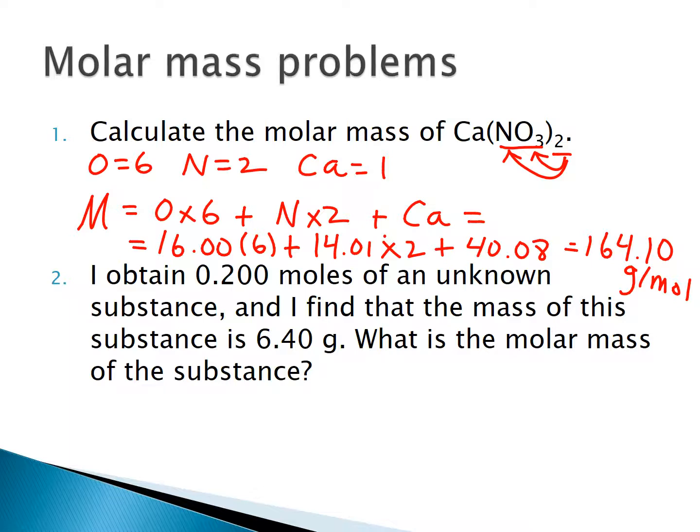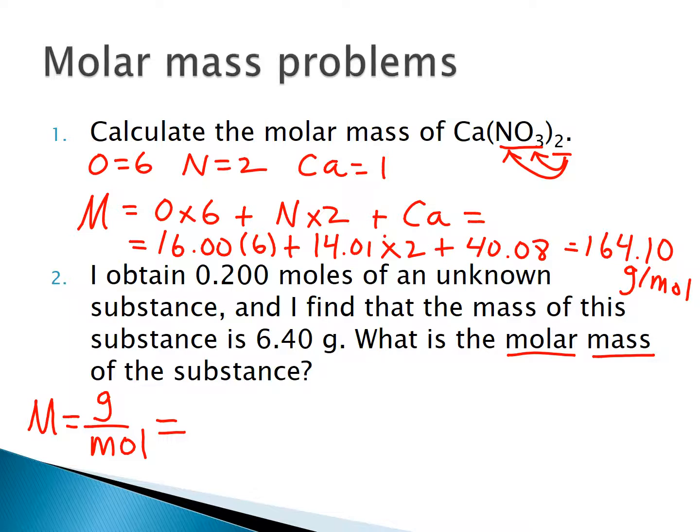So the next problem is just another way we can use molar mass. Now we know that the units of molar mass are grams divided by mole. Right? So if we're given the number of grams of a substance and the number of moles, we could just divide one by the other to find the molar mass. So in this problem, we're given 0.2 moles of a substance, and we find that the mass of the substance is 6.4 grams. What's the molar mass? Once you see those words, molar mass, that should tell you grams per mole.